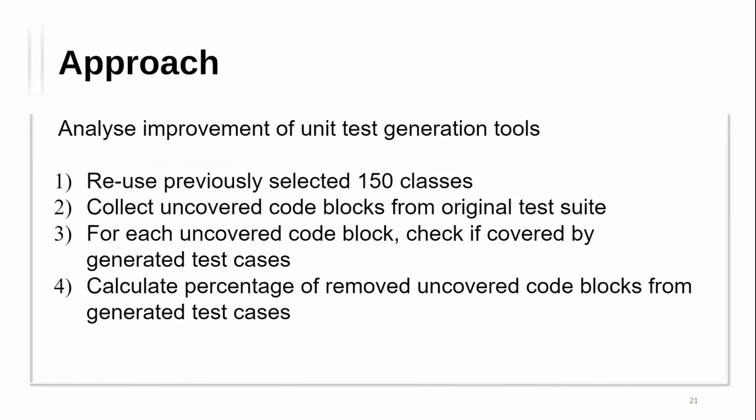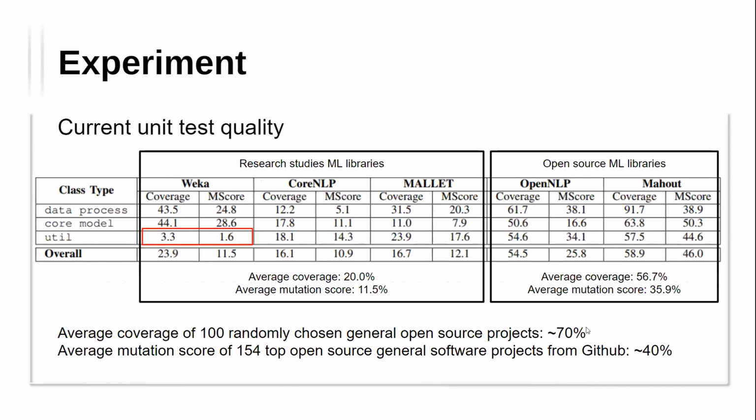Next, we talk about how they analyze the improvement in the coverage using the test generation tools. They use the same 150 selected classes. They check the uncovered code blocks and check for the new test cases whether they covered the code blocks or not. And finally, they calculate the percentage of improvements based on the generated test cases. So finally, we come to the results of the experiment, what the authors found.